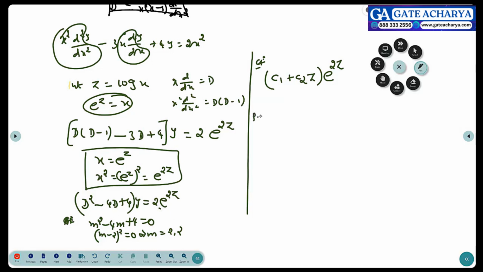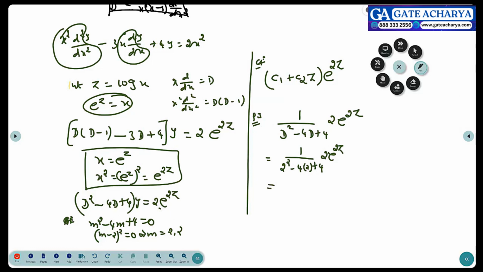Then the particular integral. Particular integral is 1 by d square minus 4d plus 4 into 2 e power 2z. So what is the particular case? Replace d by 2. So 1 by 2 square minus 4 into 2 plus 4, into 2 e power 2z. So 4 minus 8 plus 4 cancelled, so 0.